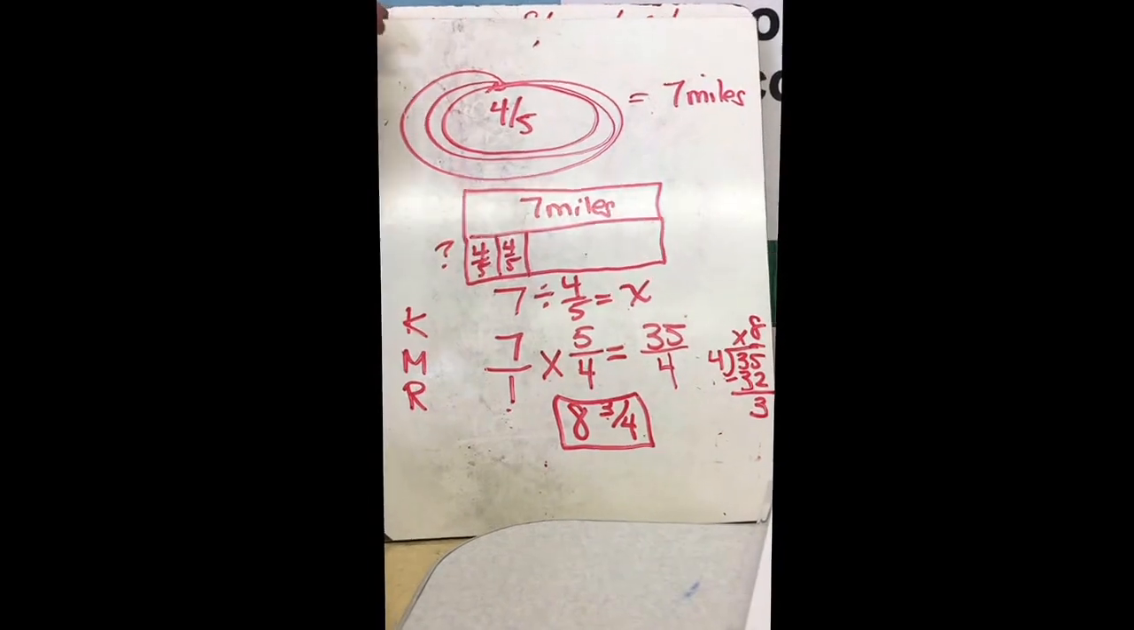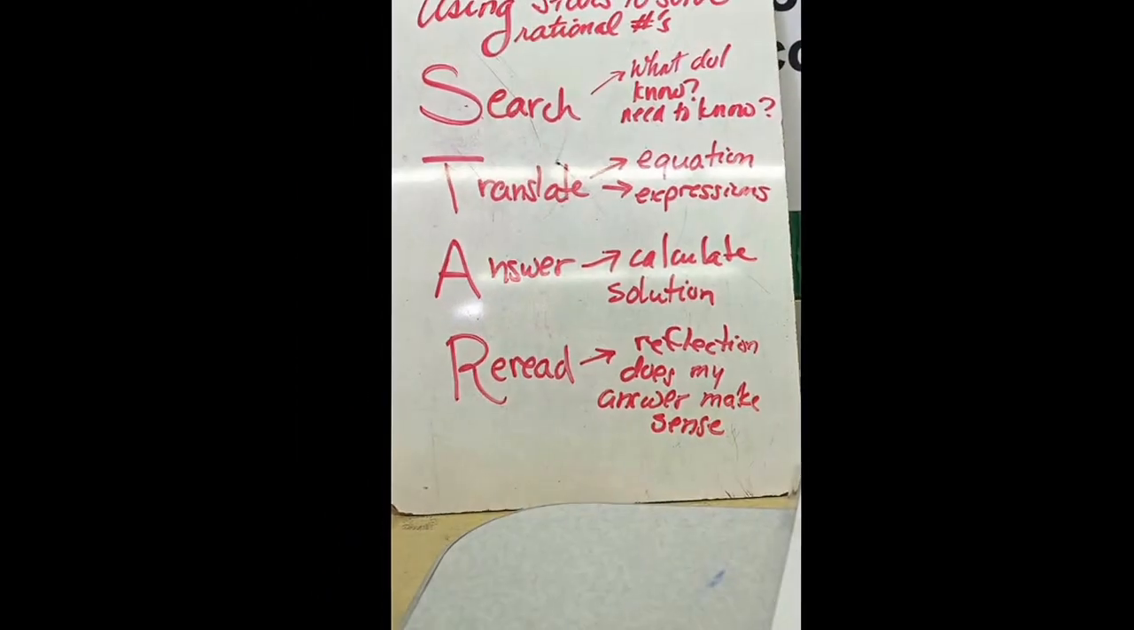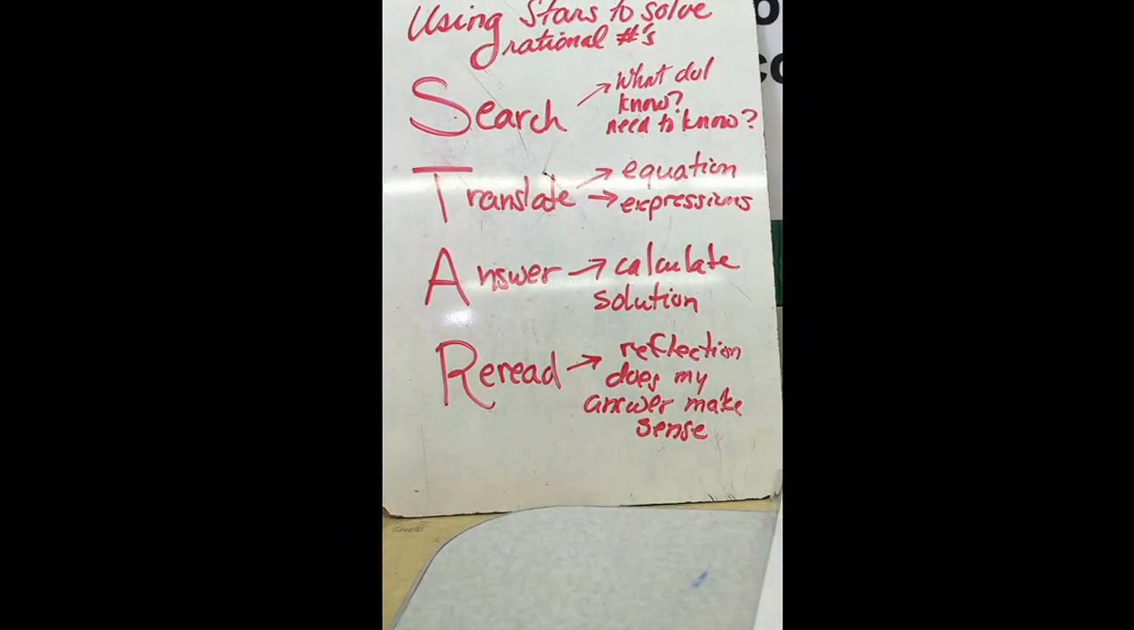And that's basically how I use my stars chart to make sure that not only can I solve a problem correctly, but I can also find a solution and reflect on my work to see if it makes sense. Use this method tomorrow when you're working on your word problem.